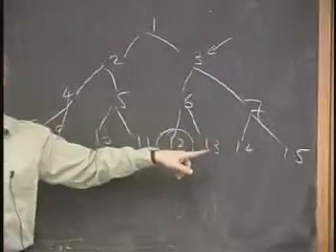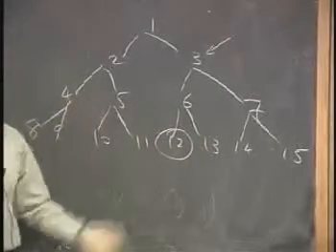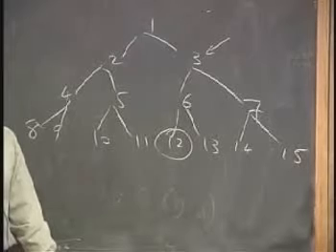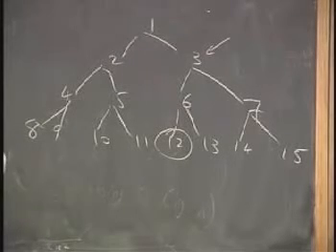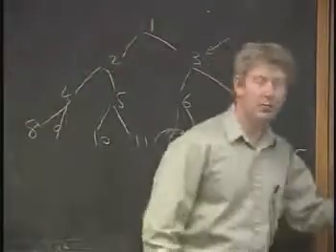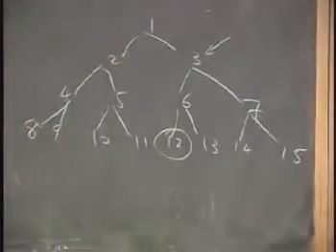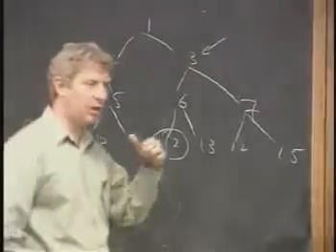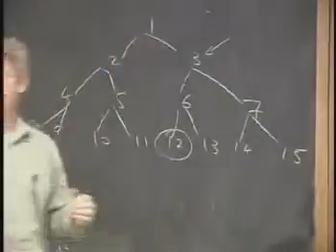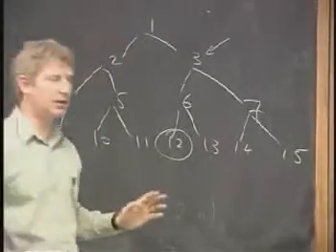What if it's an odd number? Then it's half that parent but round down. Floor of half that parent. So going upward, you do the floor of that index divided by 2. Going downward, you multiply by 2 to go to the left, and you multiply by 2 and add 1 to go to the right.